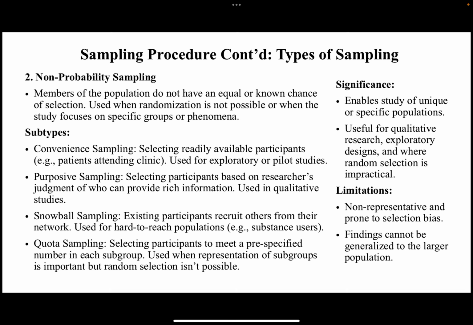All you need is to get the representation. If let's say you want 50 males and 50 females, that is your interest. The quota is your interest. You are not interested in the randomization, the random selection. Then the best sampling technique to use is the quota sampling technique.